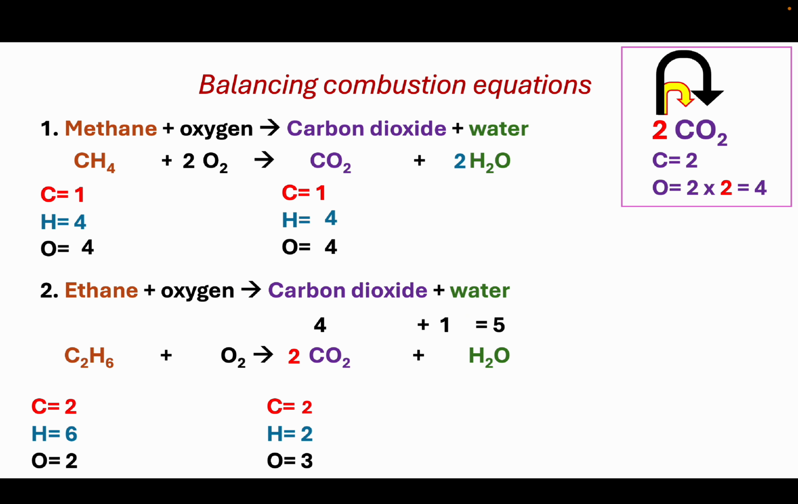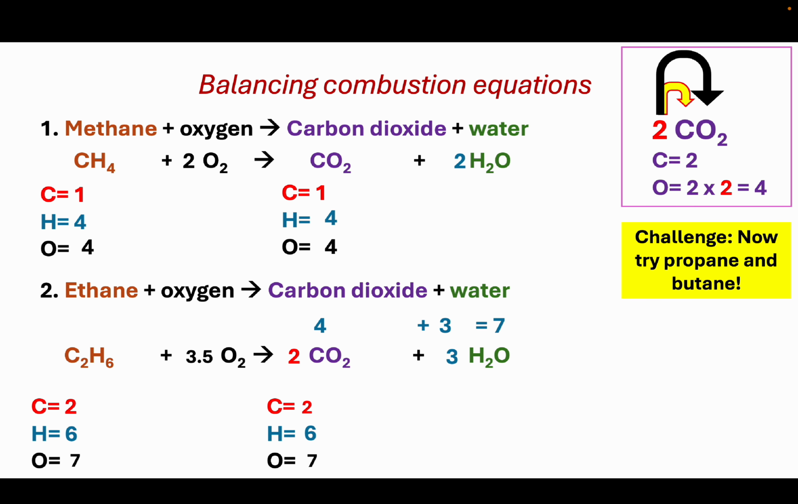Now we have 2 carbons. Next is our hydrogen count. So we have 6 hydrogens on one side and only 2 on the other side. So I'm going to go ahead and add a 3. Lastly, we're going to look at our oxygen count. So that is a total of 7. So all you need to do is do 7 divided by 2 and put that number in front of oxygen, which is 3.5. Yes, you are allowed decimals, but if it makes you uncomfortable, feel free to multiply the whole thing by 2 since they do accept multiples.